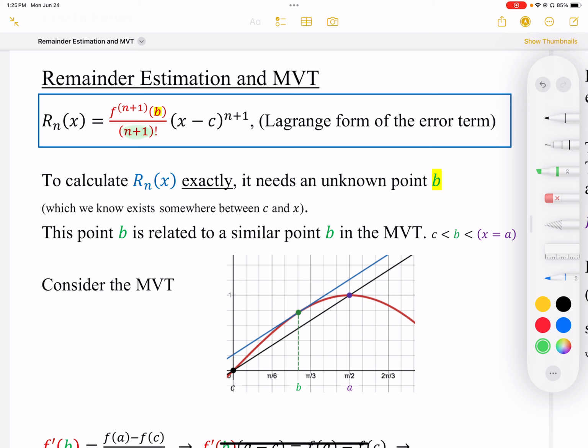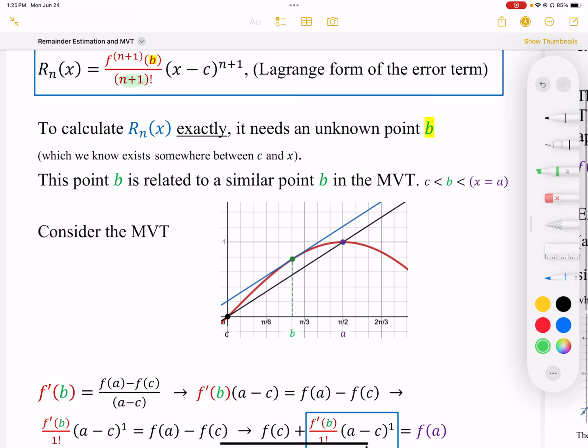And there's some point b that we can't necessarily find, but we know it exists. We know it exists somewhere between the center c and the point x that we're estimating. And that term will calculate the exact remainder. Now again, we can't actually find b necessarily, so we're going to end up using this to bound our error, because we know that b is bounded between some point c, which is our center, and the point x that we're estimating.